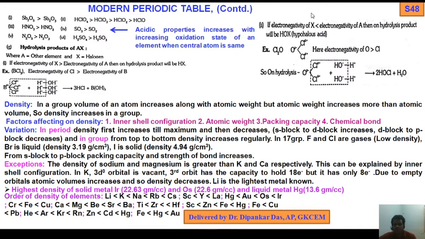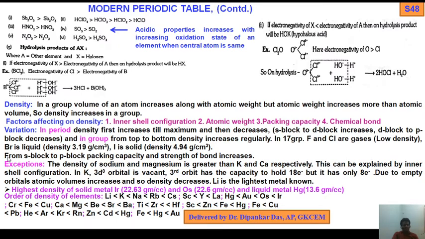Similarly, if electronegativity of X is less than electronegativity of A, then the hydrolysis product will be HOX, hypohalous acid. Cl2O, like this way. Here electronegativity of oxygen is greater than chlorine. On hydrolysis, what will happen? Cl2O reacts with 2 moles of water, and we get 2HOCl, hypochlorous acid.